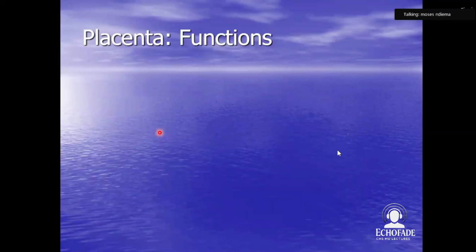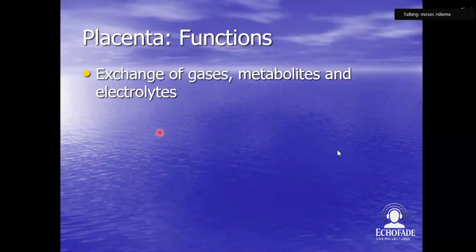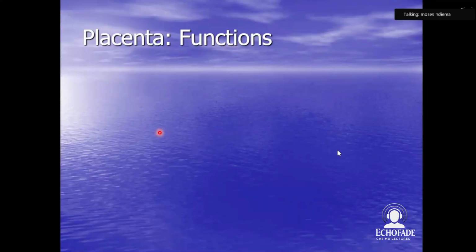For the placenta, after implantation, the uterus now changes to form the deciduum. It's called deciduum. The placenta is formed by the membranes of the fetus, the chorion, and also by the maternal part. So it has a fetal part and a maternal part.